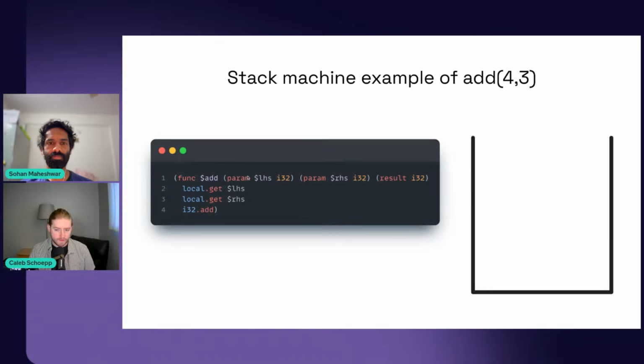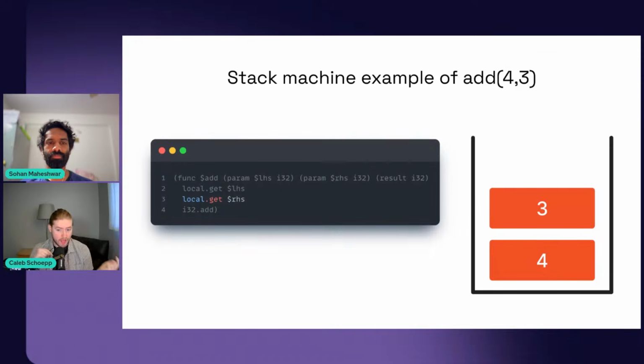We're going to have the left-hand side and right-hand side parameters passed in. The first instruction is local.get left-hand side, which is going to say, hey, go get the value of the left-hand side parameter and push that value onto the stack. So we'll push the value of 4 onto the stack, imagining we called with 4 and 3 as the parameters. Then we'll execute the next instruction, which is saying, go get the value of the right-hand side, push that onto the stack.